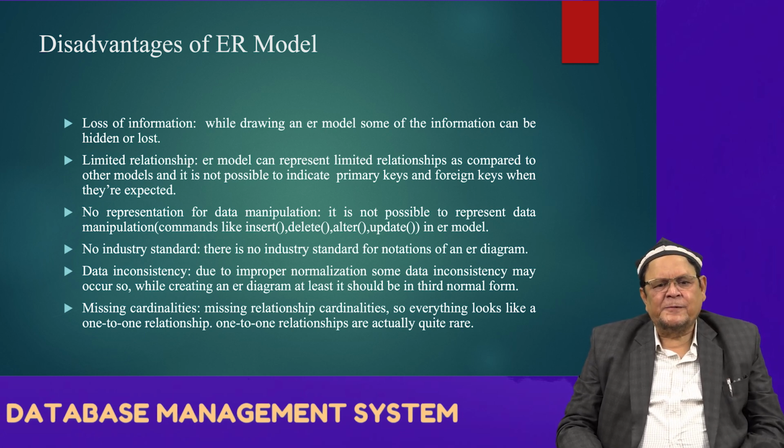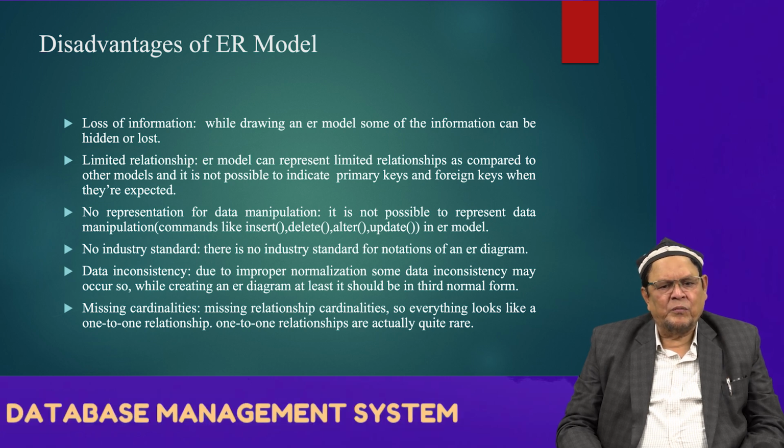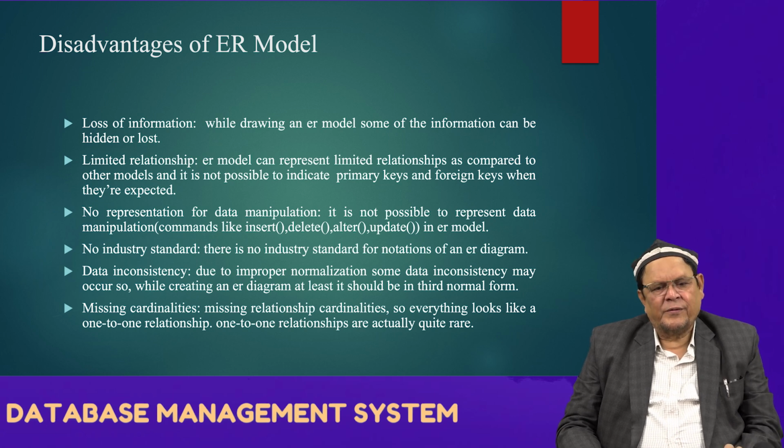Data inconsistency. Due to improper normalization, some data inconsistency may occur. So while creating an ER diagram, at least it should be in third normal form. Missing cardinalities. Missing relationship cardinalities. So everything looks like a one-to-one relationship. One-to-one relationships are actually quite rare.